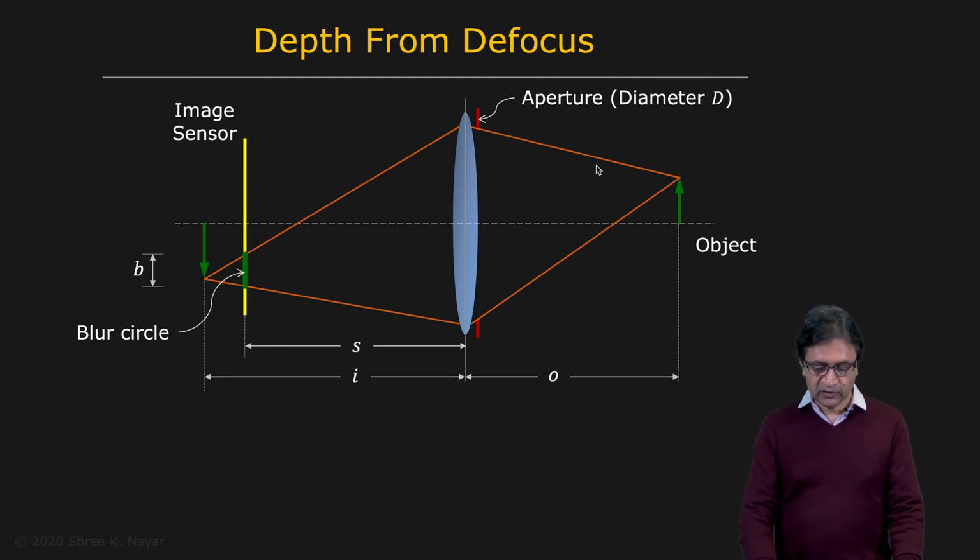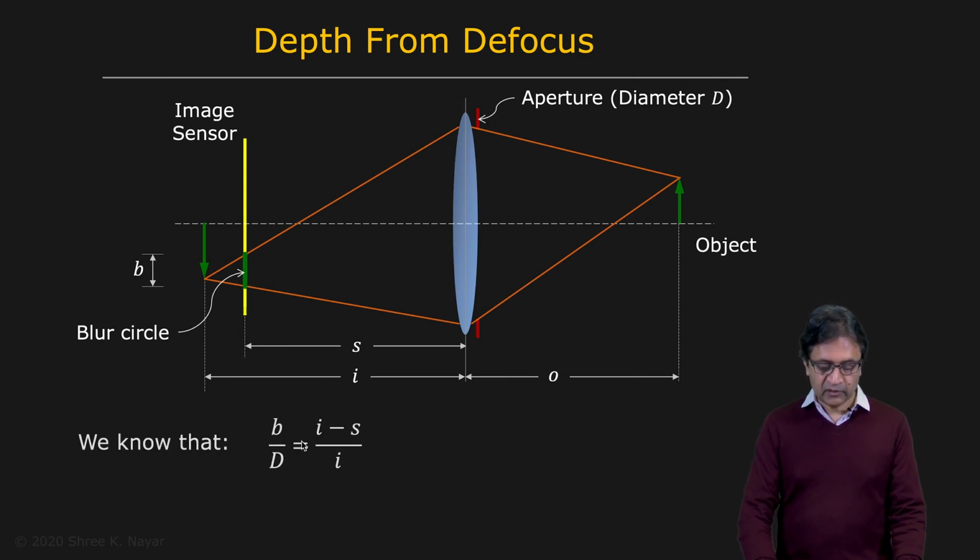So let's take a look at how it works. So we know how defocus works. Here is a point, and here is its blur circle in this image. And we know that B divided by D, B divided by the diameter of the aperture, is I minus S divided by I, where I is the image plane location where the point is focused, and S is the distance of the sensor from the lens.